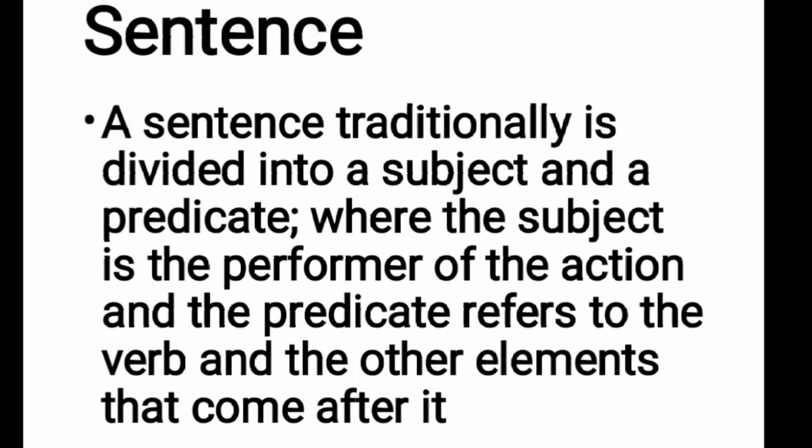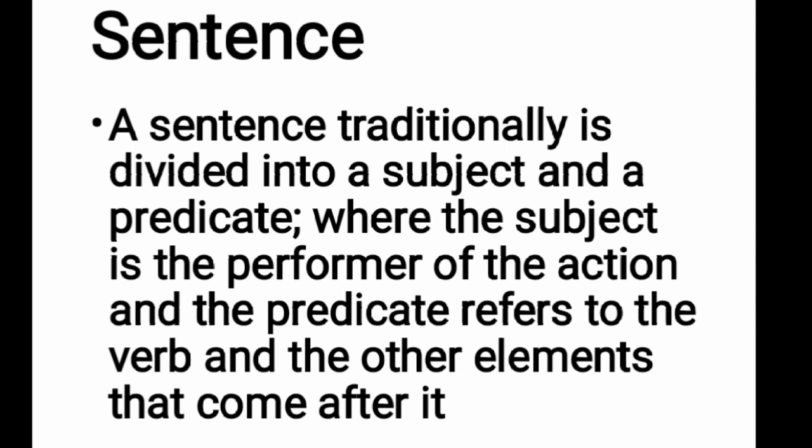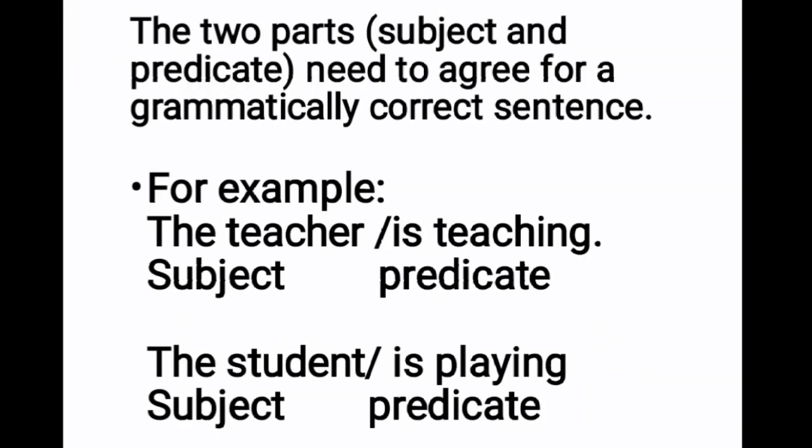Then a sentence traditionally is divided into a subject and a predicate, where the subject is the performer of the action and the predicate refers to the verbs and the other elements that come after it. So that is what we call a subject and a predicate, performer of the action and the receiver of the action. Okay, so that is it. Then we're going to go to this.